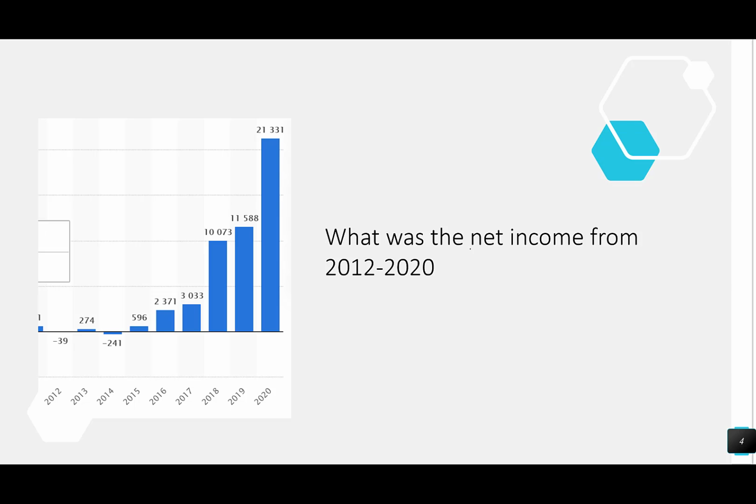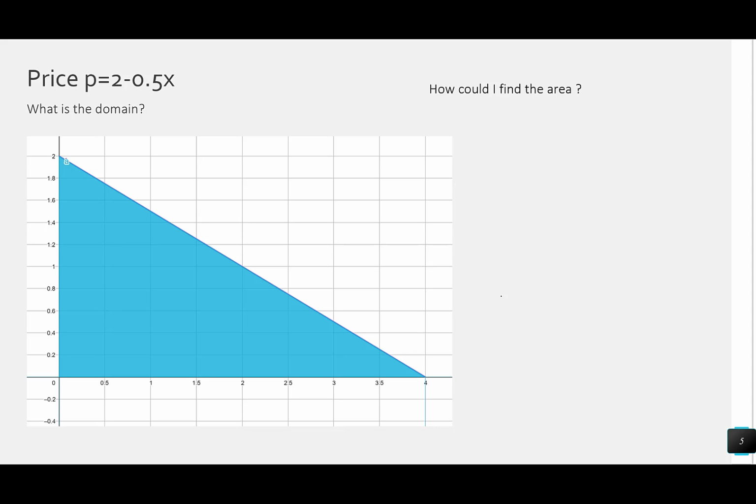Let's extend that even more and say, what's the net income from 2012 to 2020? So here we had negative 39, positive 274, negative 241, positive 596, positive 2,371, positive 3,033, positive 10,073, positive 11,588, and then the 21,331 from 2020. It says in total, the net income from 2012 to 2020 was $48,986 million.